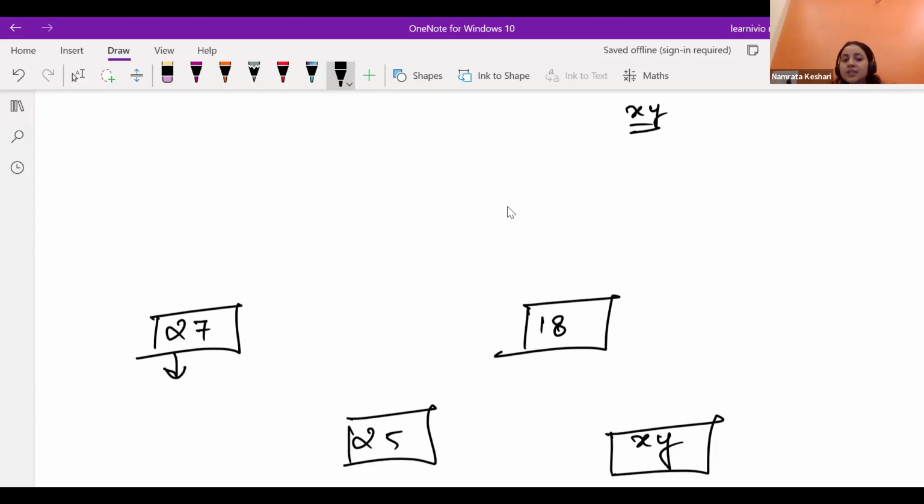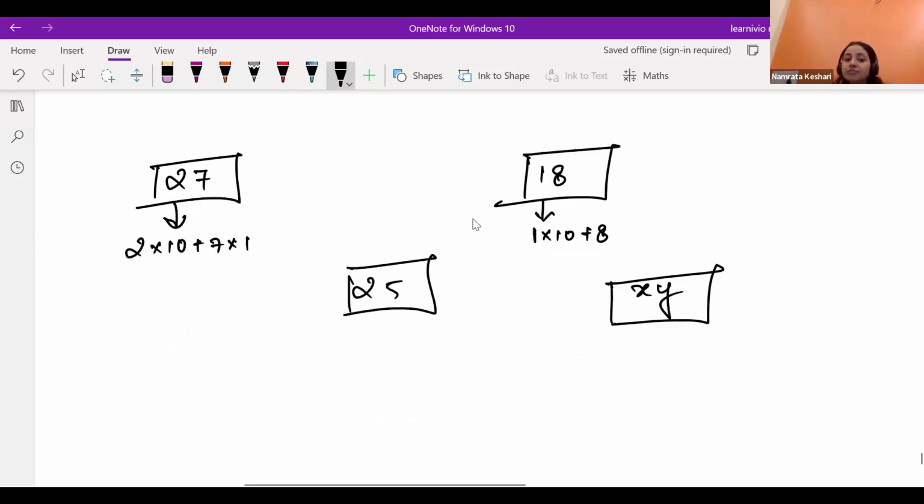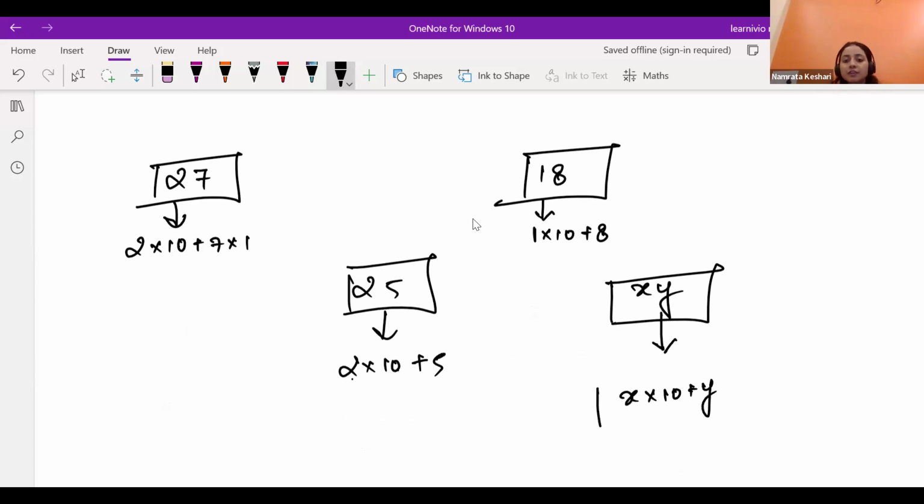Like this, in expanded form. The way 27 can be written as 2 into 10 plus 7 into 1. The way 18 can also be written as 1 into 10 plus 8. The way 25 can be written as 2 into 10 plus 5, where 2 is at the tens place and 5 is at the ones place. Similarly, xy we will write as x into 10 plus y. If you write your two-digit number as x into 10 plus y, or 10x plus y, it will be clear to the person who sees your solution.